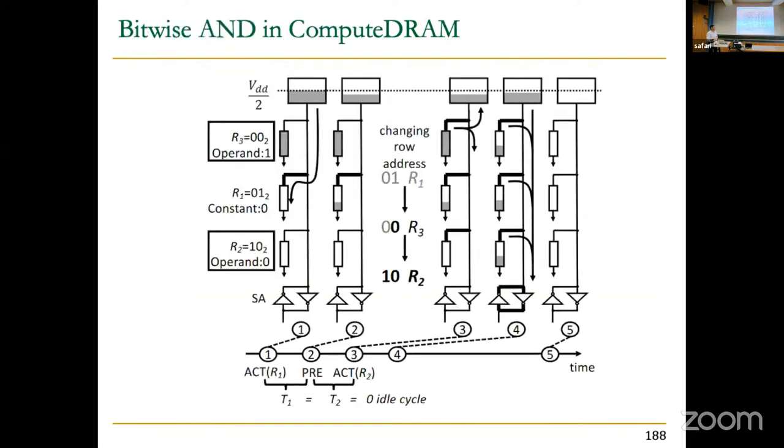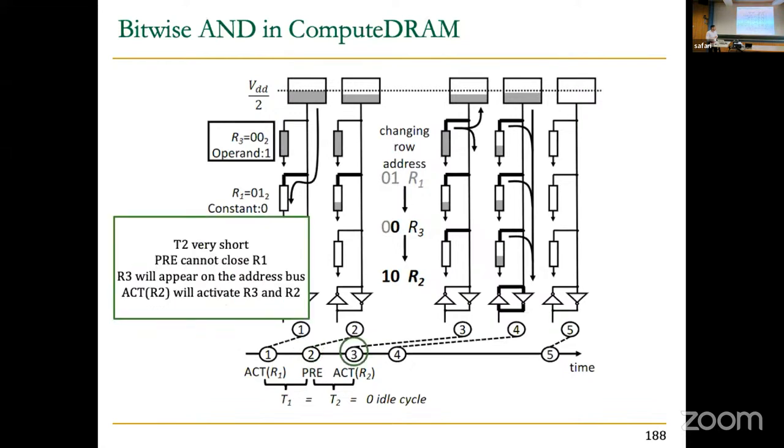A similar thing happens for addition. You issue a similar sequence of operations: activate, precharge, activate, but now you set different time delays between the activates. T1 to 2 is equal to 0. Depending on the address that you use for the rows that you access, you can implement an AND operation between those rows. The time between T1 and T2 is really small, so the wordlines are not yet deactivated, and the precharge command is not able to close the row before the second activate, and then you have an addition.